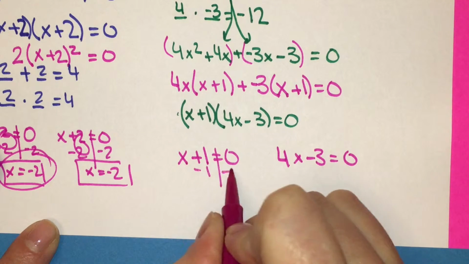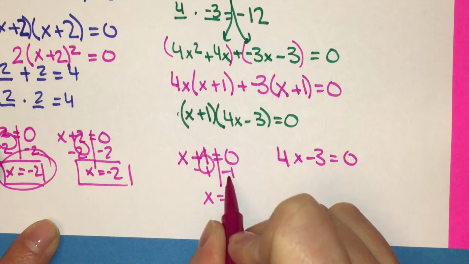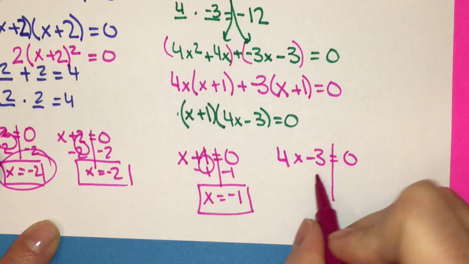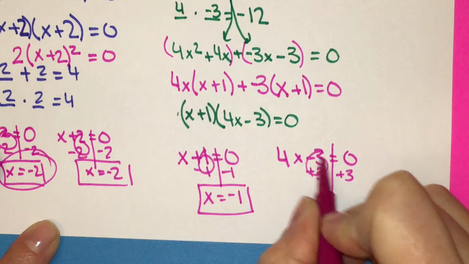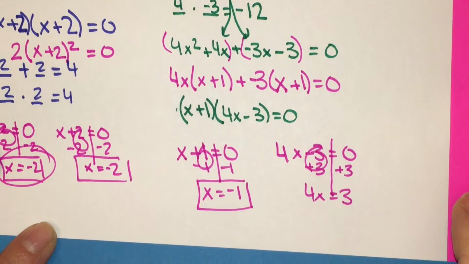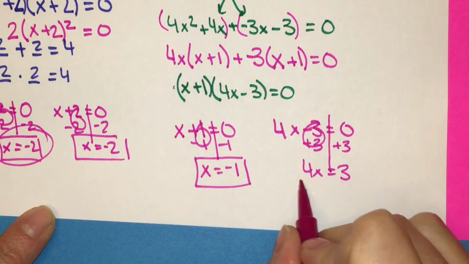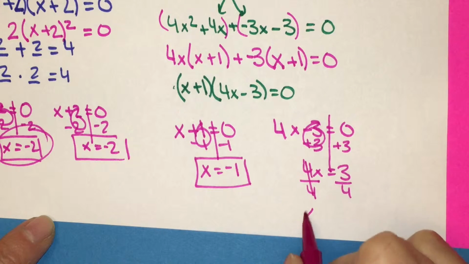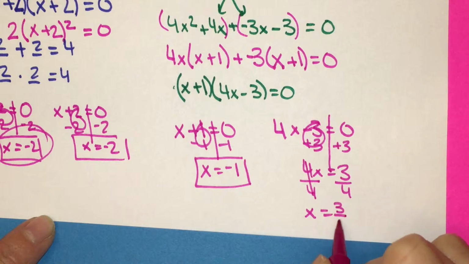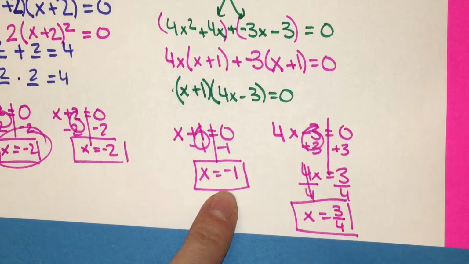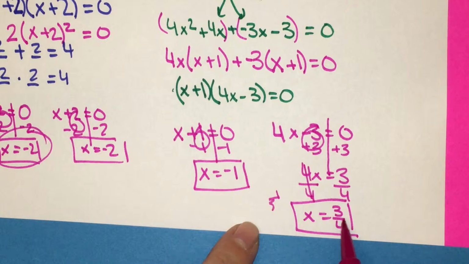For this one I'm going to subtract 1 on both sides, so x equals 0 minus 1, which is negative 1. This one's a little more complicated. I'm going to add 3 to both sides and I get 4x equals 3. Here 4 is being multiplied by x, so the opposite is to divide by 4 on both sides. 4 divided by 4 is 1, so x equals 3/4. Leave it as a fraction. You could write 0.75, but x is equal to negative 1 and positive 3/4.